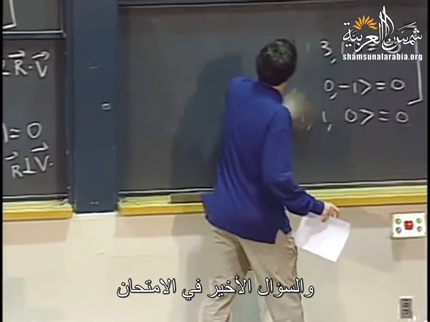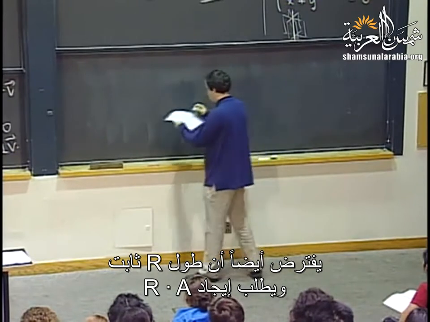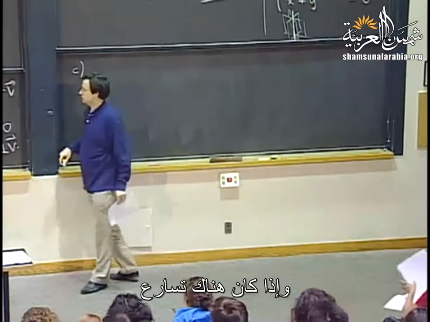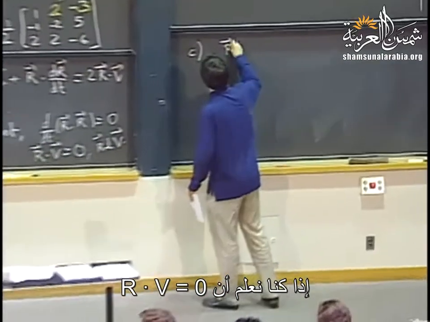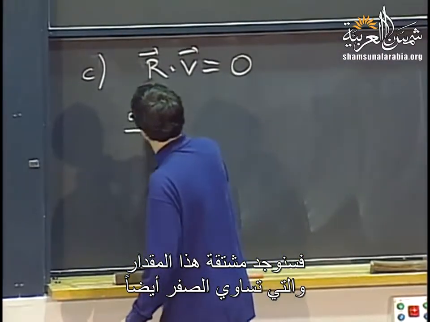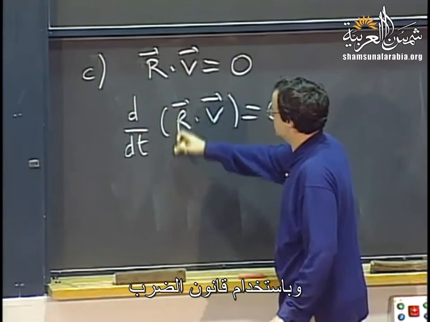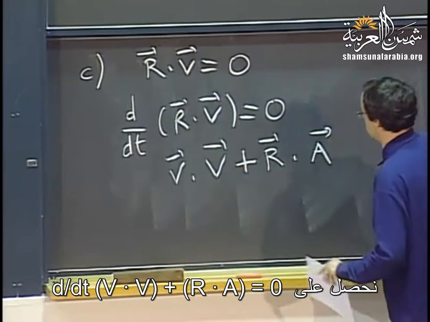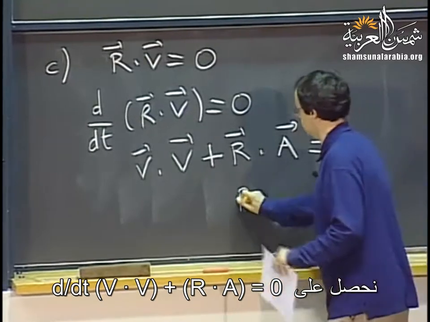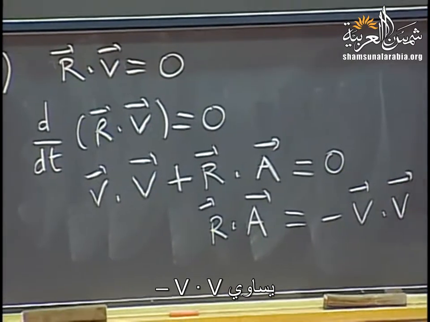And then the last question of the exam says, let's continue to assume that r has constant length, and let's try to find r dot a. If there's acceleration, then we should bring it in somewhere, maybe by taking a derivative of something. So if we know that r dot v equals 0, let's take the derivative of that. That's still 0. But now, using the product rule, dr/dt is v, so v dot v plus r dot dv/dt is going to be 0. So you're asked about r dot a. Well, that's equal to minus v dot v. And that's it.